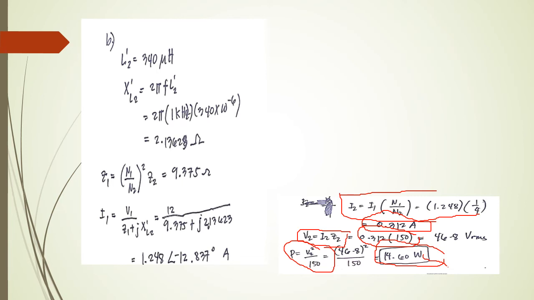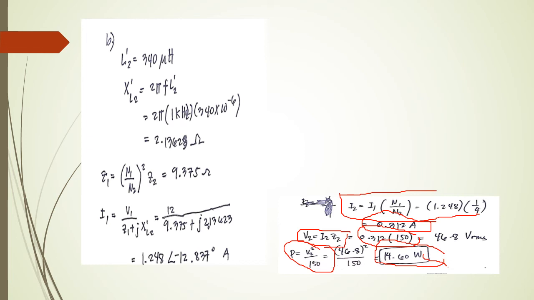So to calculate the secondary current, we have this. So we have I sub 2 is equal to I sub 1 times the ratio from the primary to the secondary. So from the previous, we have a value of I sub 1 which is 1.248, and then the ratio from primary to secondary we have 1/4. So we get a current in the secondary, we have 0.3112 ampere.